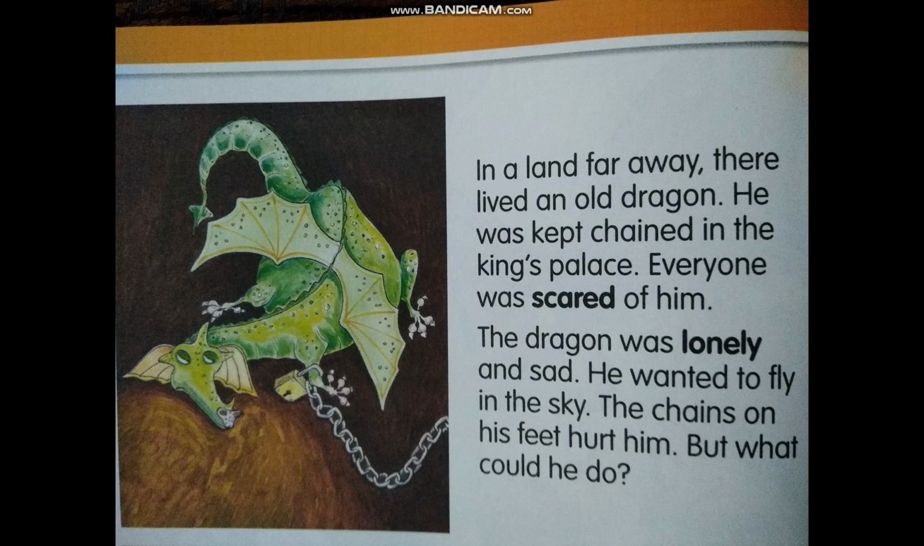So as we can see in this paragraph, there was a dragon. The dragon was very lonely and sad. Why was the dragon lonely and sad? Because he was kept chained in the king's palace and everyone was scared of him. Why was everyone scared of him? Because the dragon was very huge and very big. That's why he was kept chained in the king's palace. Now let's move to the next paragraph.